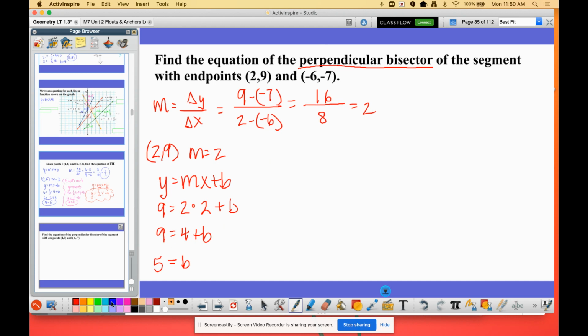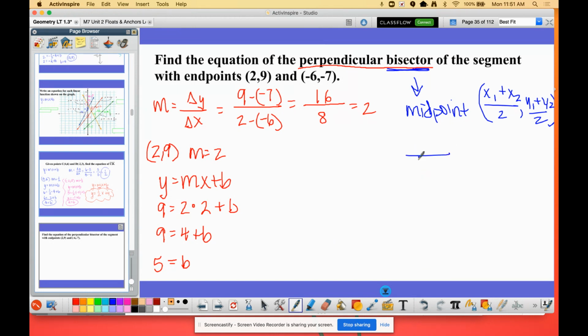Now, let's go to the next part. Because this says bisector, that means it cuts it in half, and a word we used for that was midpoint, something that we learned, right? So we need to know the midpoint of this segment that's made up by the endpoints (2, 9) and (-6, -7). So remember, to find the midpoint, we do x sub 1 plus x sub 2 divided by 2, and then y sub 1 plus y sub 2 divided by 2. And it's going to give us another set of coordinates.